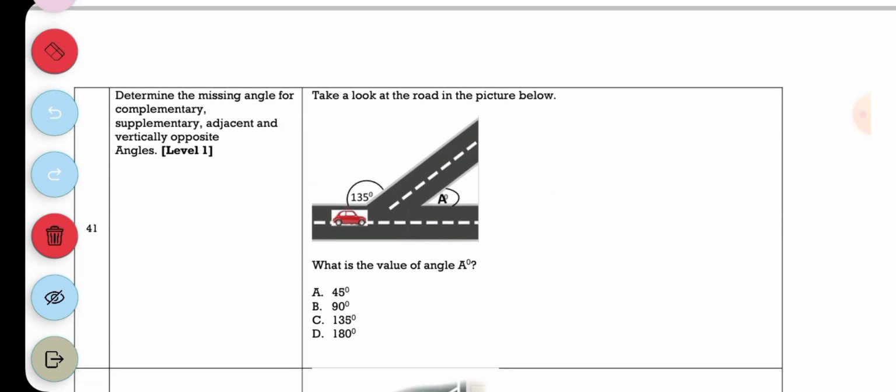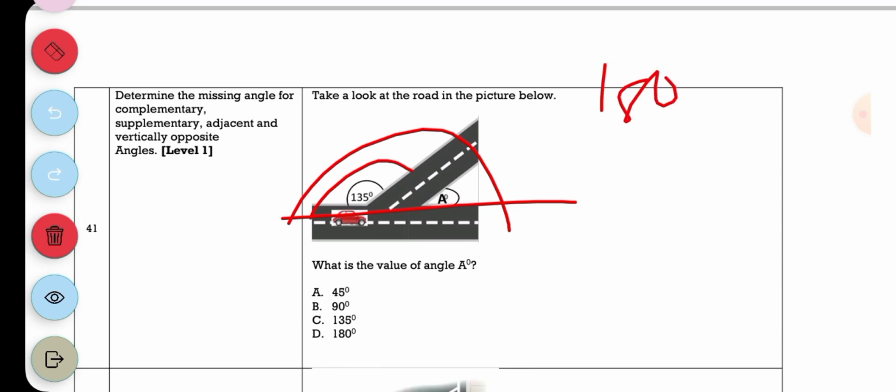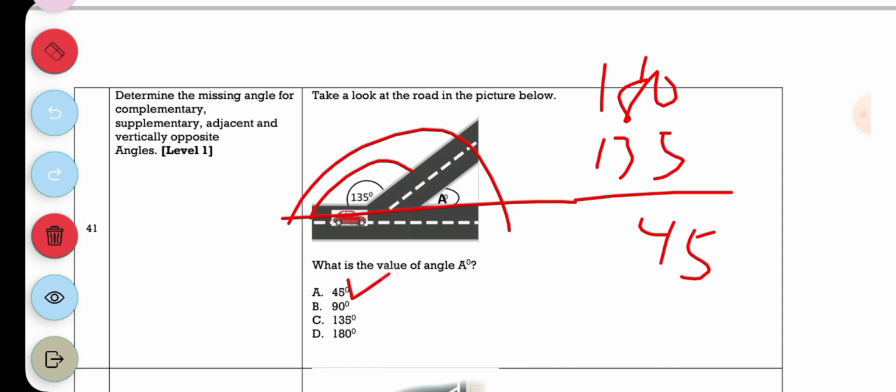Question 41. Take a look at the picture. Okay, so if you don't get the idea of plane geometry, you'll not be able to answer this. So this is angle on a straight line, 135, covering a part of it. So 180 minus 135 is going to give us 45 degrees. So answer is A.